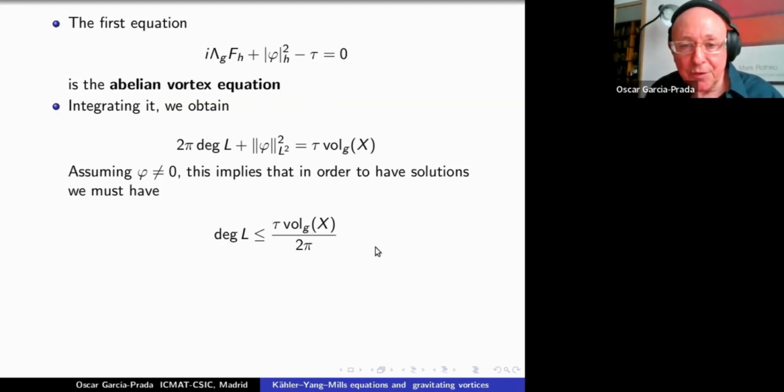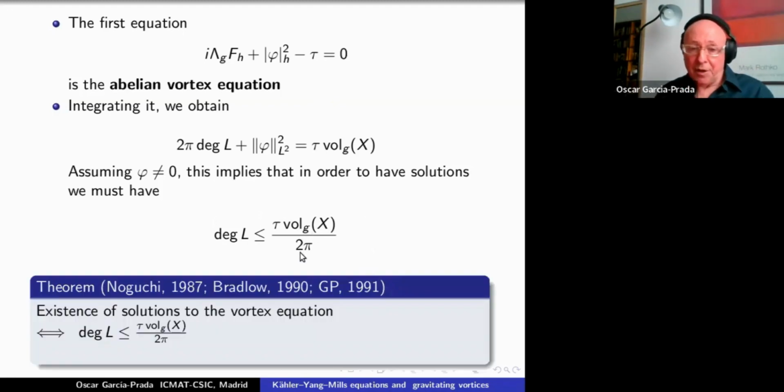And so this is one first obstruction that one has to solve the abelian vortex equation, and it is a theorem that has many proofs now, and independent proofs by Noguchi and Steve Bradlow and myself. I gave two proofs actually that the existence of solutions to the vortex equation is equivalent exactly to this degree of L being bounded by tau, the volume of X times 2 pi. In the study of the abelian vortex equation, the Kähler metric is fixed. So the problem is really finding a Hermitian metric H on L.